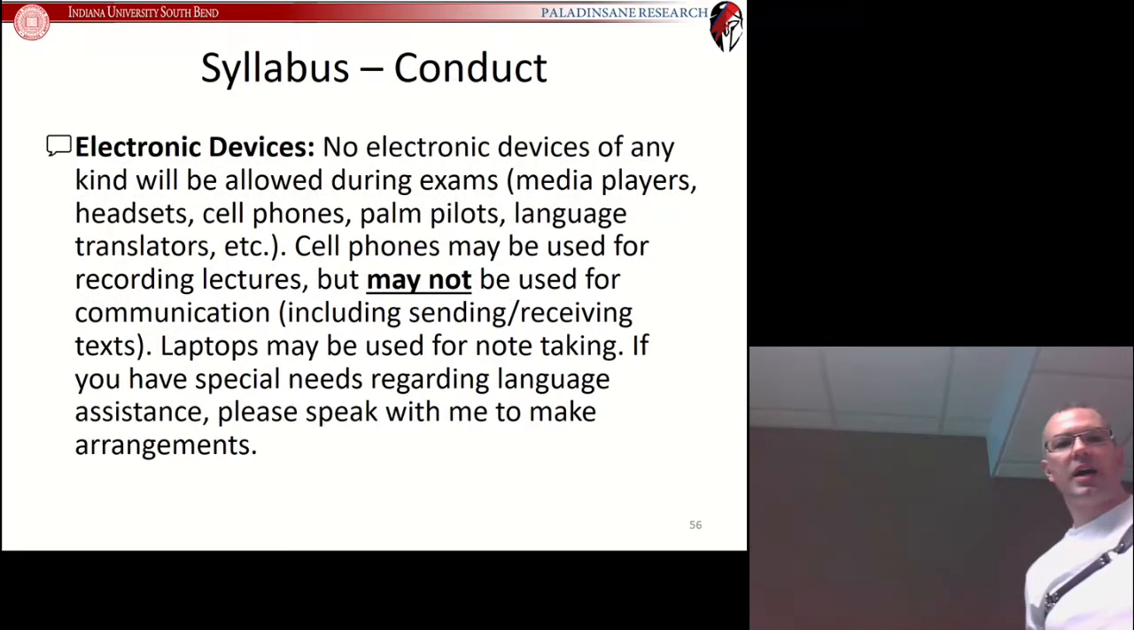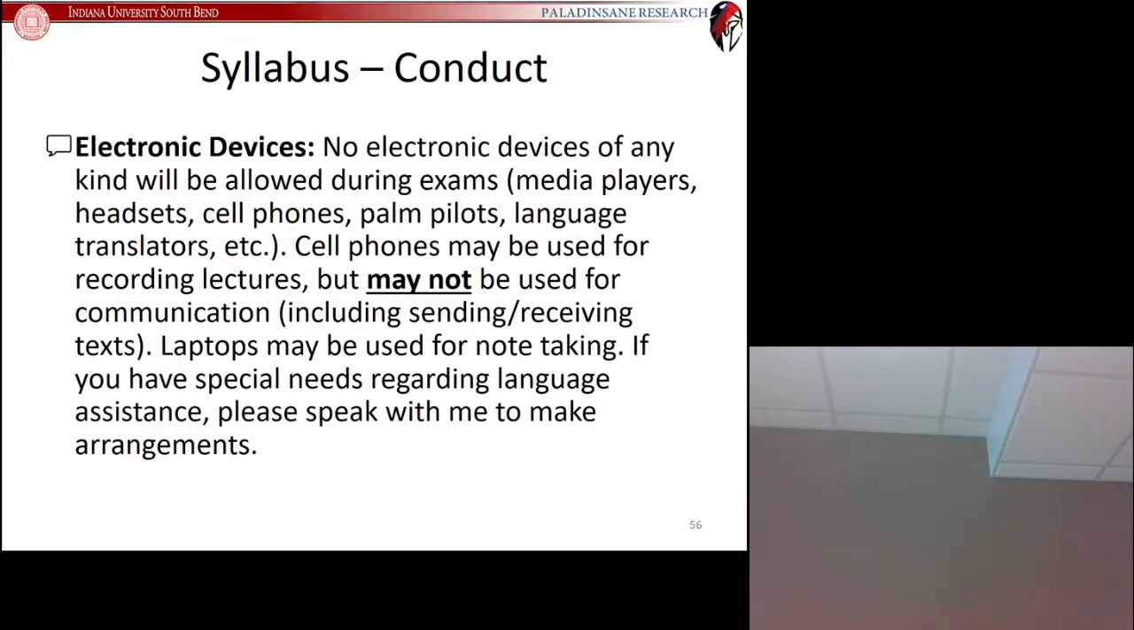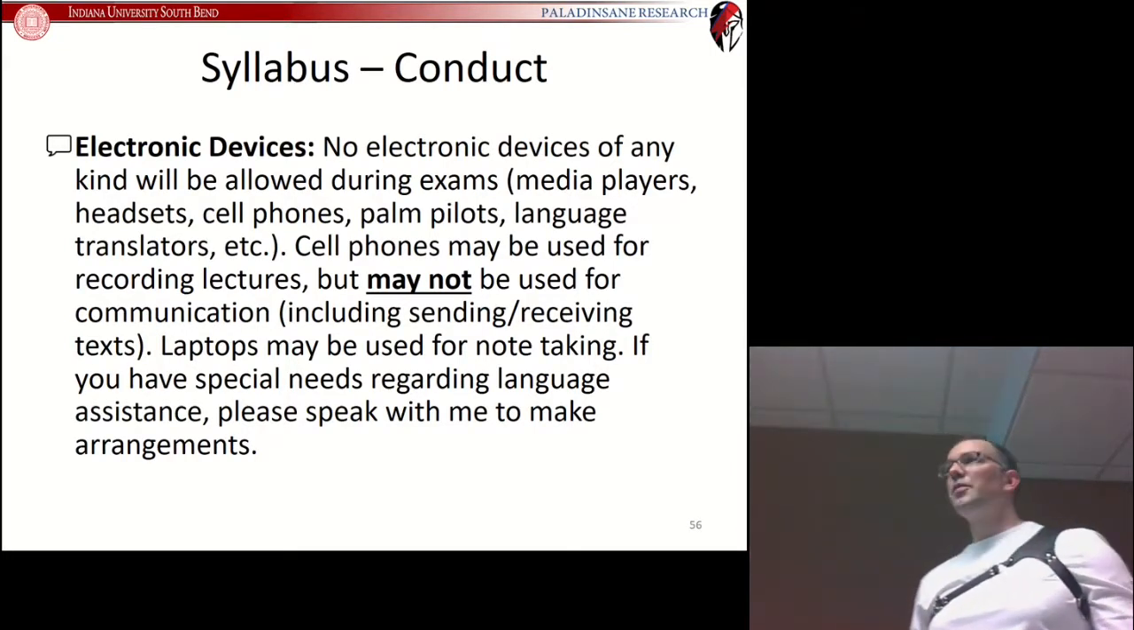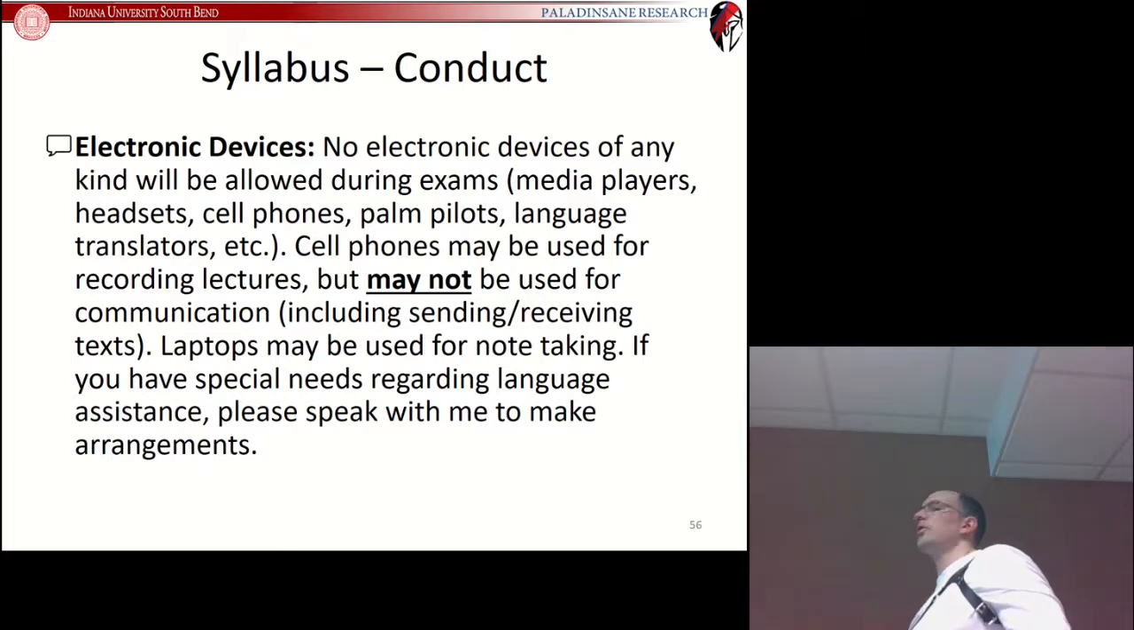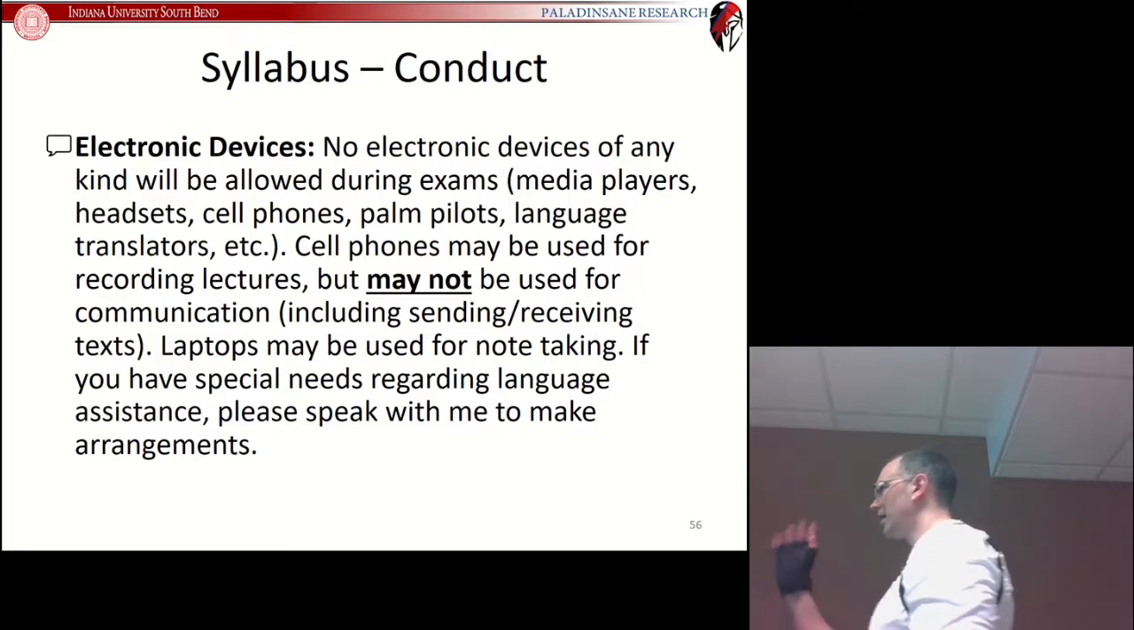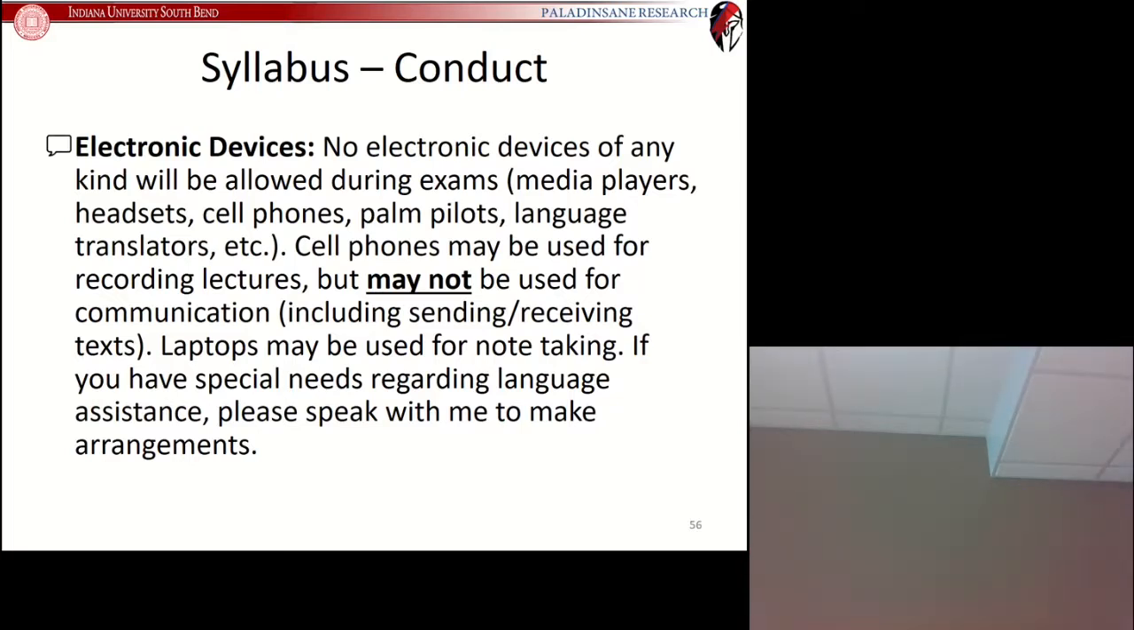In terms of electronic devices, during exams, no devices of any kind. So put away all your stuff, all your cell phones, all your laptops. If you want to use your cell phones for recording lectures, feel free. If you want to take audio recordings or snapshots of the screen, feel free to do that. The one thing that I don't want you using it for, though, is communication. And I am completely understanding of the fact that some of you have obligations outside of this classroom.